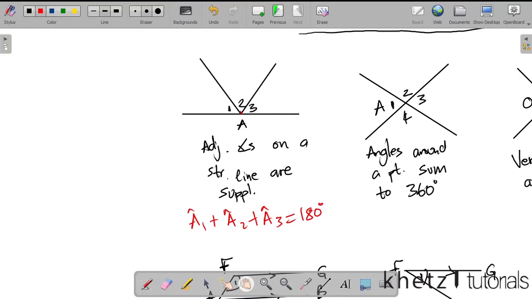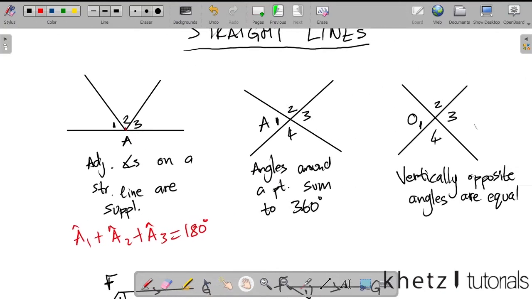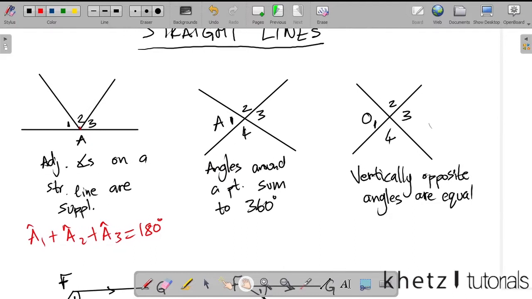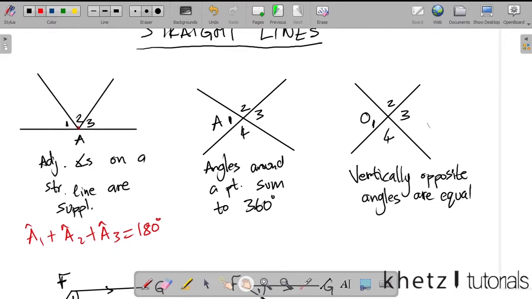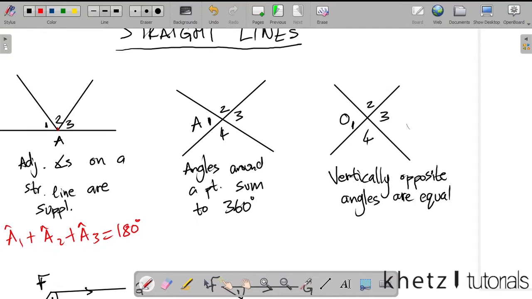Moving on to the second one, it says angles around a point sum to 360 degrees. So we've got a similar thing, but we're now dealing with this point over here. And if you look, you have angles around that point, and what this is saying is if you add all of those angles which surround the point, you actually get the sum of all those angles as 360 degrees.